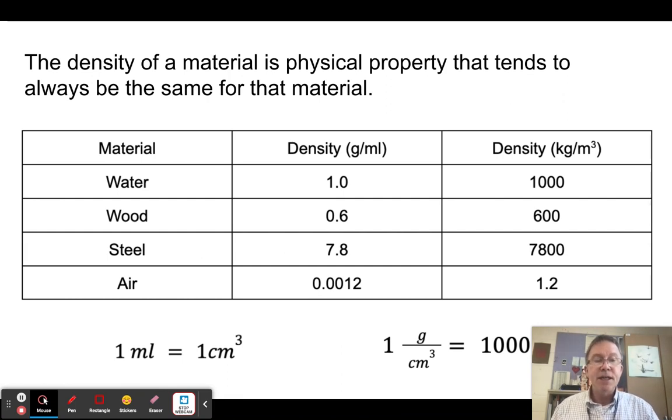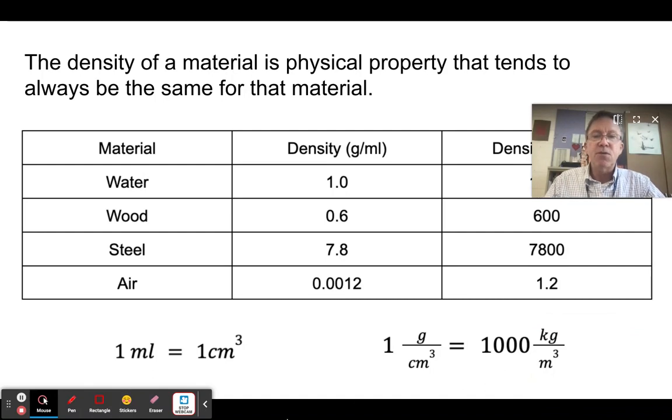Now, density is basically a physical property that a substance has, something you can use to identify it. We're not going to really concern ourselves with that too much in this course, but let's just point this out. For instance, water has a density of 1 gram per milliliter. It has a density of 1,000 kilograms per cubic meter. Wood, and there are lots of different kinds of woods, but let's say generic wood has a density of 0.6 grams per milliliter. Well, that'd be 600 kilograms per cubic meter. Steel is 7.8 grams per milliliter, 7,800. And air is a very small amount, 0.0012 grams per milliliter, which is 1.2 kilograms per cubic meter.